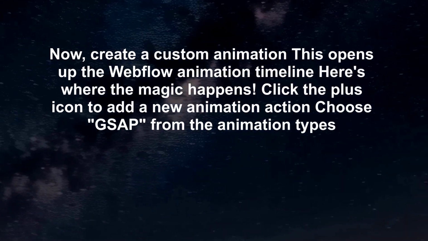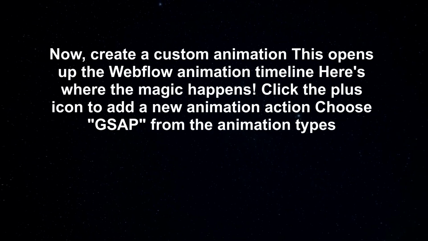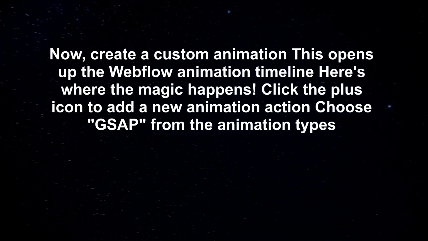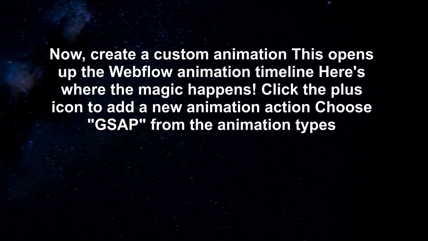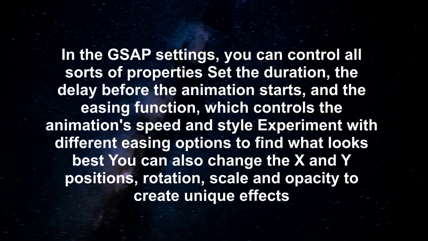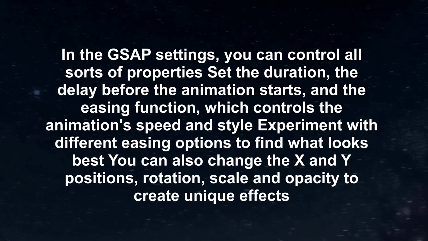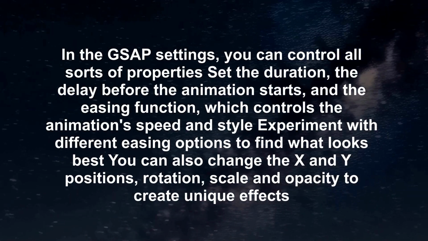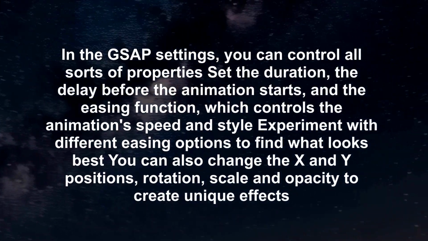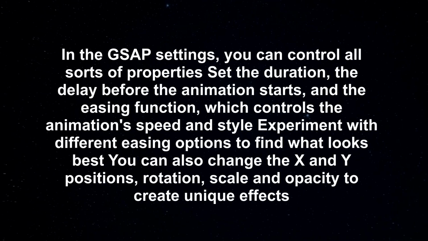Here's where the magic happens. Click the plus icon to add a new animation action. Choose GSAP from the animation types. In the GSAP settings, you can control all sorts of properties. Set the duration, the delay before the animation starts, and the easing function, which controls the animation's speed and style.